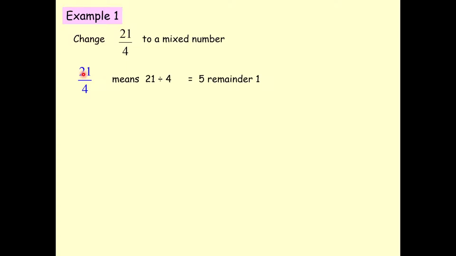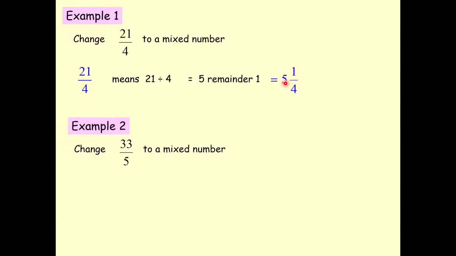We would get 5 with a remainder of 1. And the way we're going to write that and change it into a mixed number is we've got 5 as our whole number and our remainder 1 becomes the numerator of our fraction. The denominator does not change, so you can see the 4 on the improper fraction, and on our final answer 4 is on our denominator.